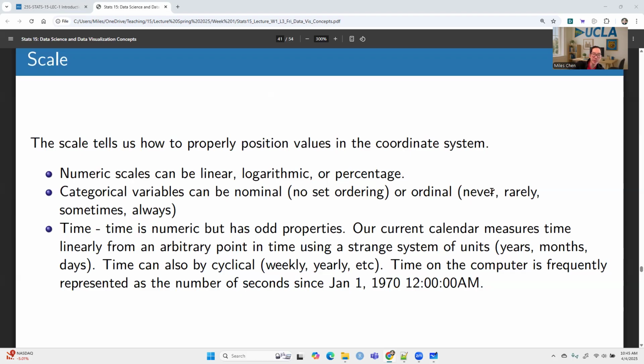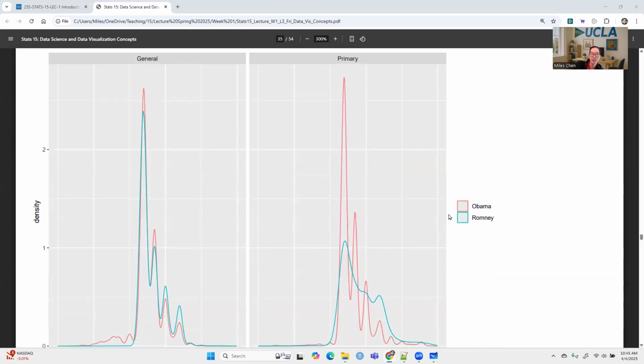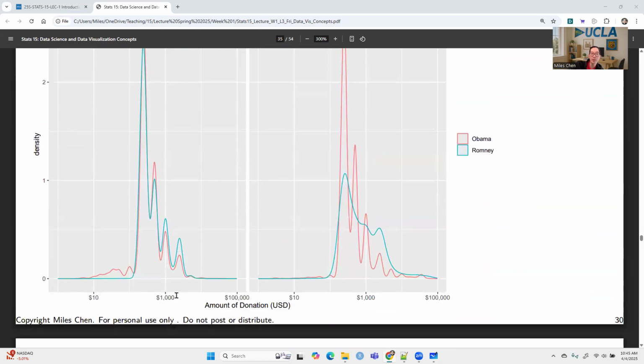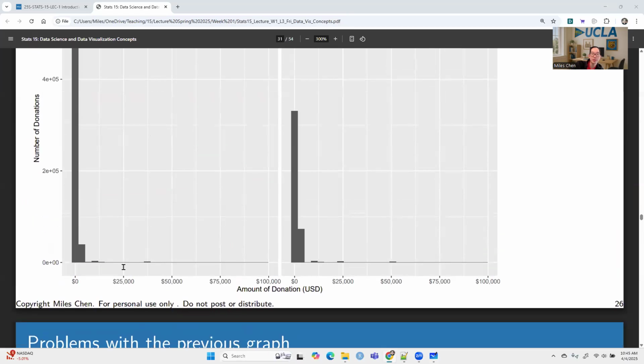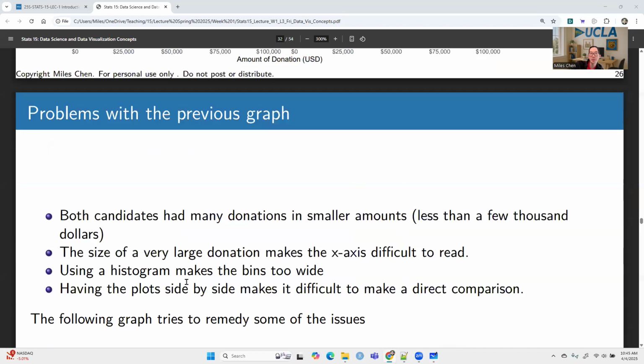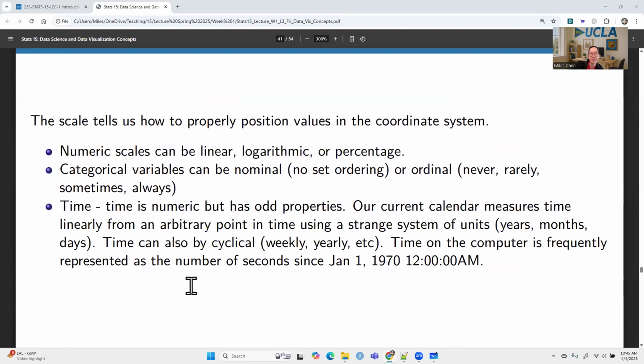We can have linear scales where every time you move 1 inch over to the right, you're adding the same amount. You're adding 1,000 every inch you move to the right. Or it could be logarithmic, where every inch you move to the right, you're multiplying by a factor of 10. And that's what we saw here, right? Here, every inch we move to the right, we're multiplying by a factor of 10. Over here, this one is linear. Every inch we move to the right, we're adding 25,000. So that's a linear versus a logarithmic scale.